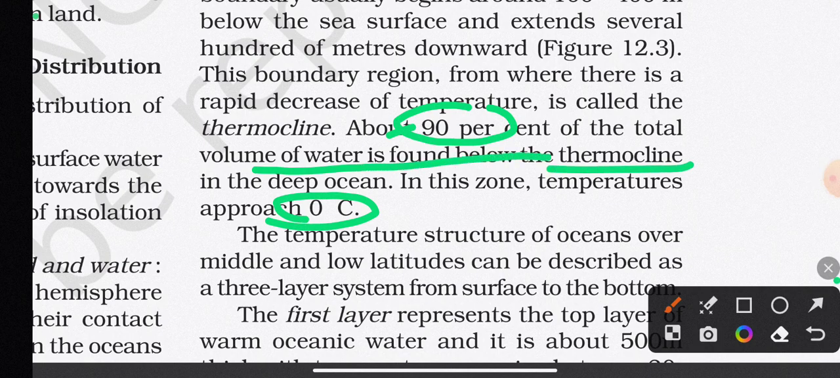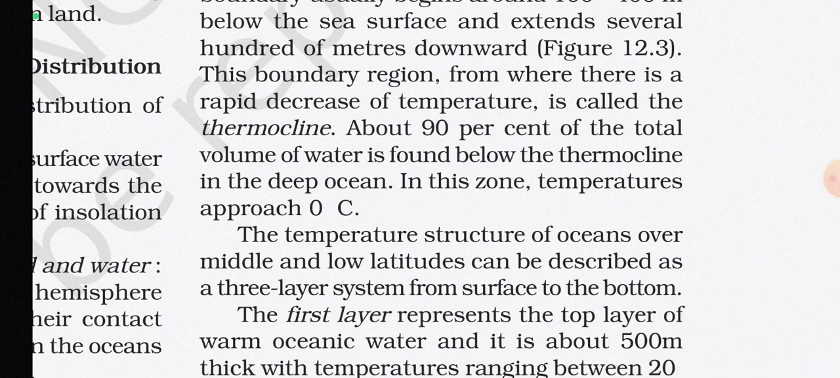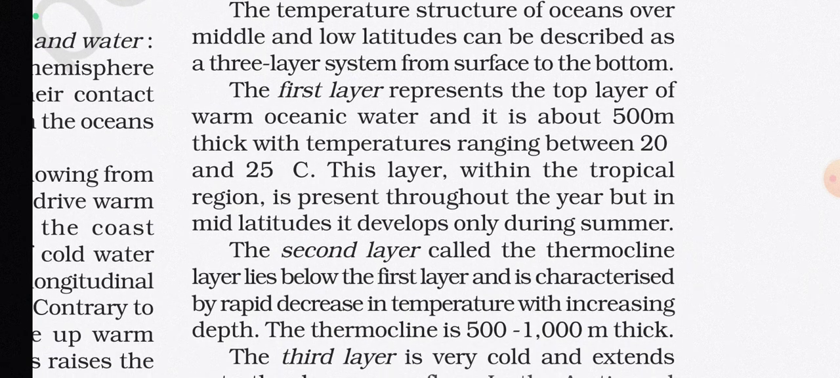ठीक है. Now, the temperature structure of oceans over middle and low latitudes can be described as a three-layer system from surface to the bottom. The first layer represents the top layer of warm oceanic water and it is about 500 meters thick with temperatures ranging between 20 and 25 degrees Celsius. This layer within the tropical region is present throughout the year, but in middle latitudes it develops only during summer.